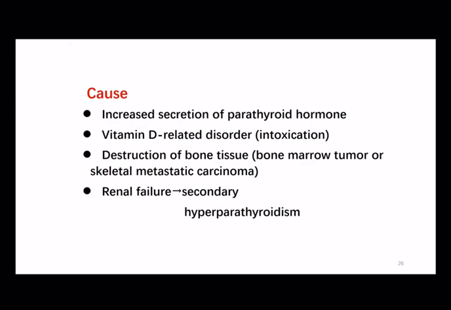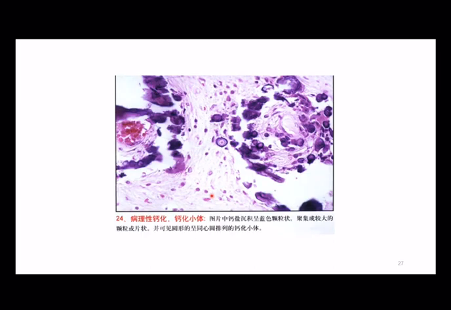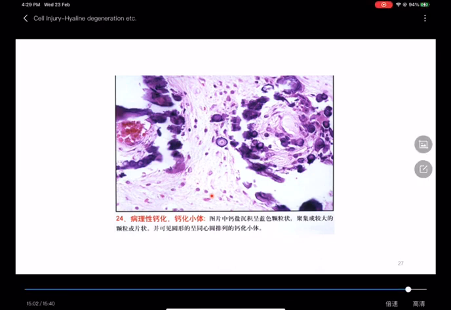The renal failure could cause secondary hyperparathyroidism, which means high level of calcitonin. Under microscope, pathologic calcification has blue, granular, or clumped appearance. Some of them have concentric structure, like this one.